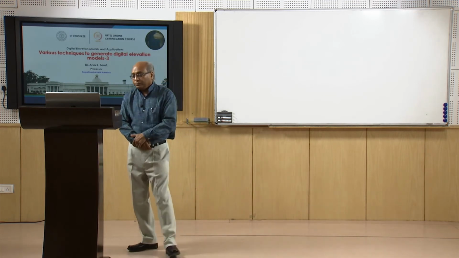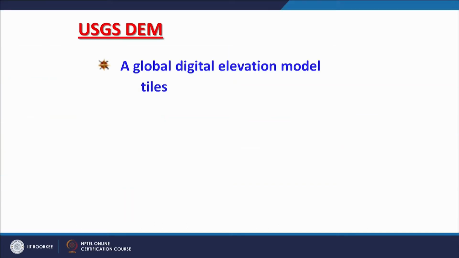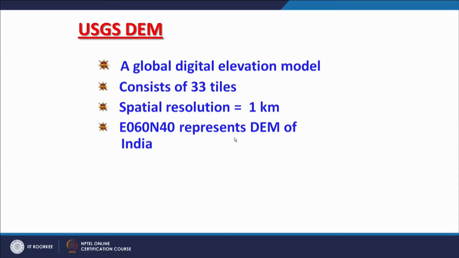So in this example, we have used the NOAA AVHRR data, and the data was acquired by IIT Roorkee Satellite Earth Station, which has been operational since October 2002 and is still running, and we employed the nighttime data. And what we see is that it can create a digital elevation model at 1 kilometer resolution, and for comparison also, we have used USGS 1 kilometer resolution data. So the details about that are also given.